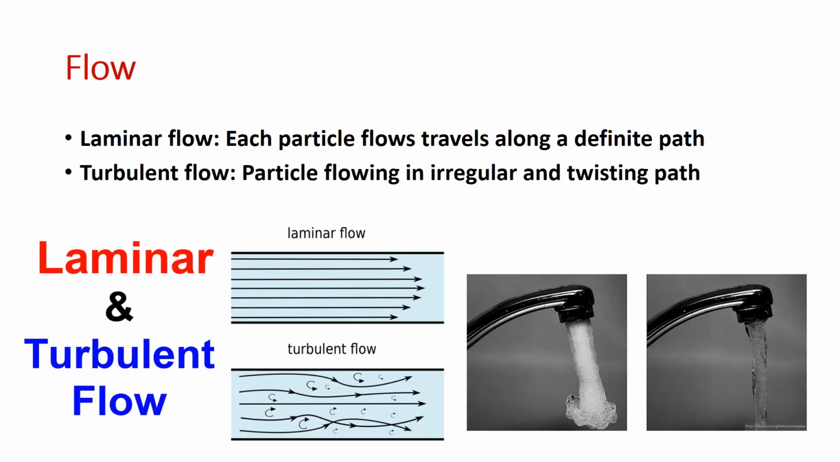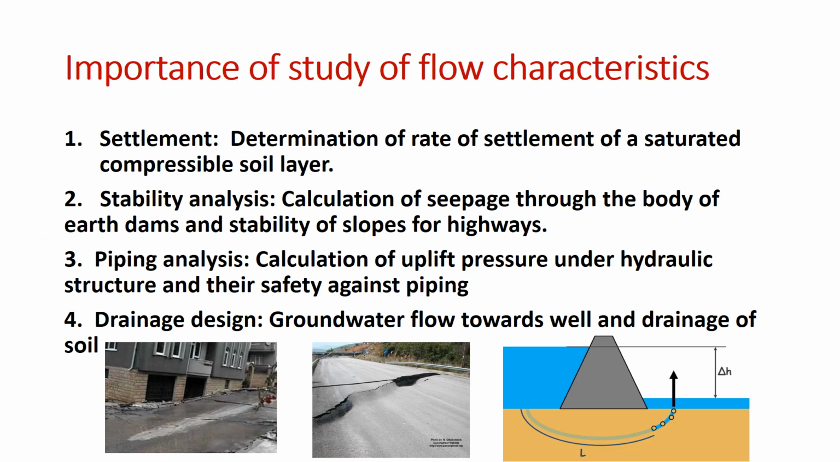Now, if you talk about the flow, there are two types of flows. One is laminar flow, in which each particle travels along a definite path, and in turbulent flow, it is an irregular and twisting path. You can see the figures: in laminar flow, it is traveling a definite path. Turbulent is twisting and irregular. This is basically laminar flow. This is turbulent flow.